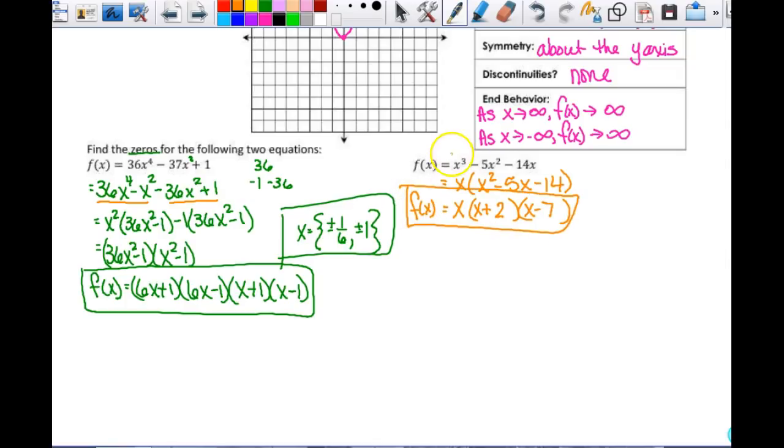This is a cubic, and I have 1, 2, 3 factors. So I also am going to have 1, 2, 3 zeros. I have -2, 0, and 7. There's the other part to my answer.